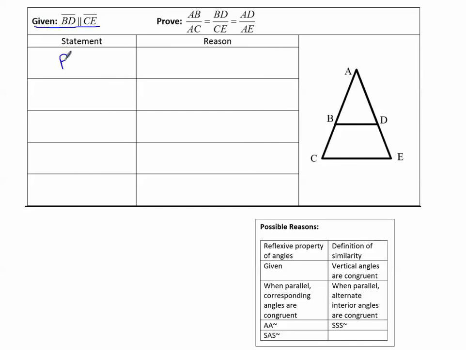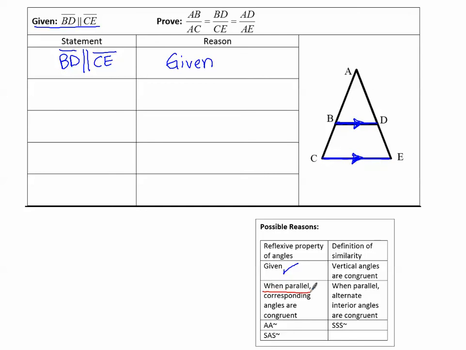Given. Let's go ahead and write that first. And of course, the reason is that it's given. This means parallel, so let's go mark with the arrows. Here's BD and CE, and we show it's parallel with those parallel arrows. What can I use once I have parallel lines?